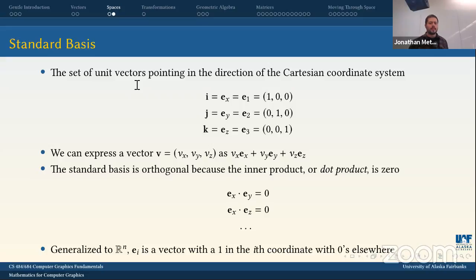So if we have a vector V with components Vx, Vy, Vz, we can represent that as a linear combination of the real values Vx, Vy, Vz with these basis vectors. And that makes sense. We can tell these vectors are orthogonal to each other, because if you take the dot product between any two of them, like E1 and E2, 1 times 0 is 0, 0 times 1 is 0, 0 times 0 is 0, and you add them all up and you get 0. That shows they're orthogonal, because you get that 0 result.